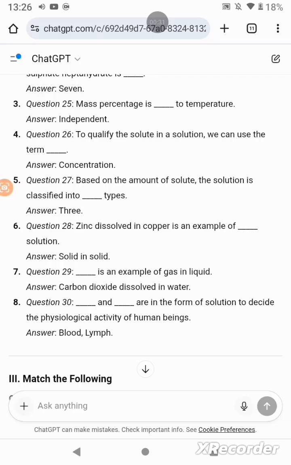Question 26. To quantify the solute in a solution, we can use the term? Answer: concentration. Question 27. Based on the amount of solute, the solution is classified into what types? Answer: 3. Question 28. Zinc dissolved in copper is an example of which solution? Answer: solid in solid. Question 29. Which is an example of gas in liquid? Answer: carbon dioxide dissolved in water.